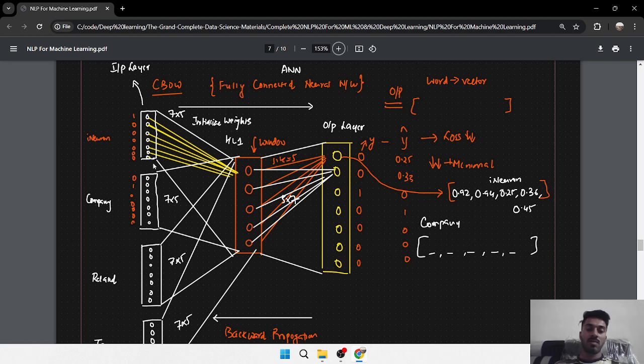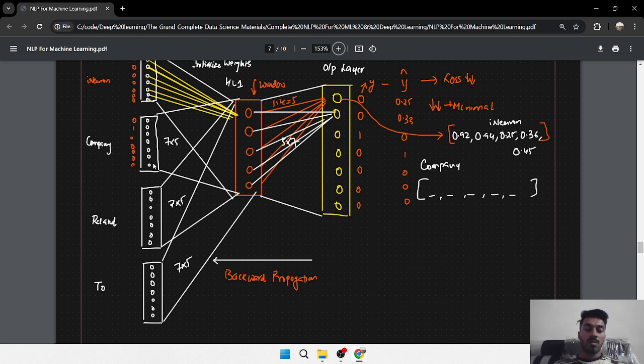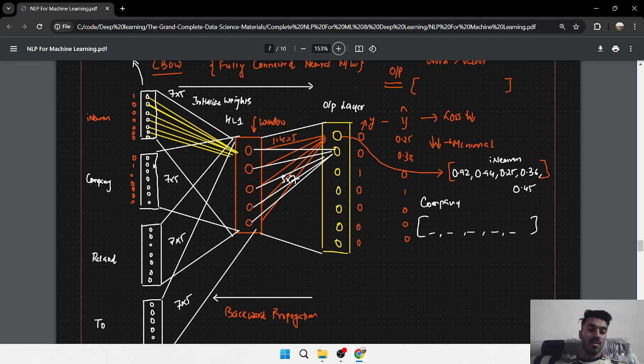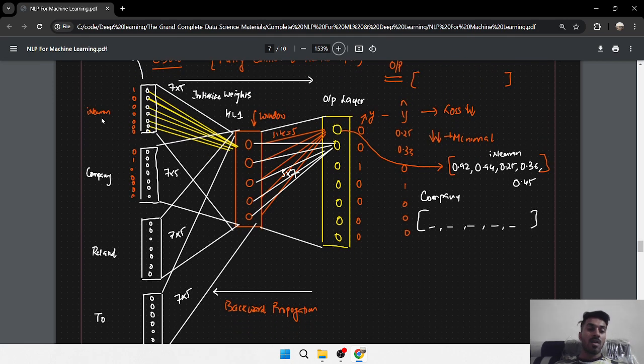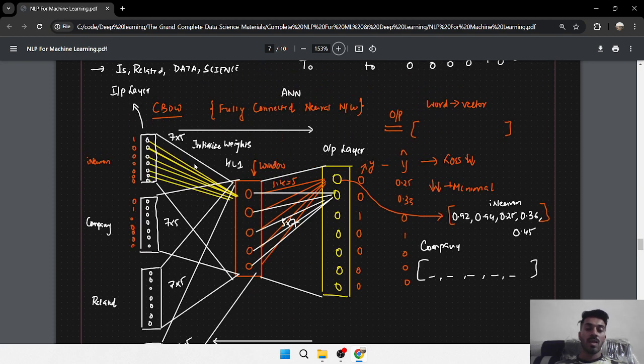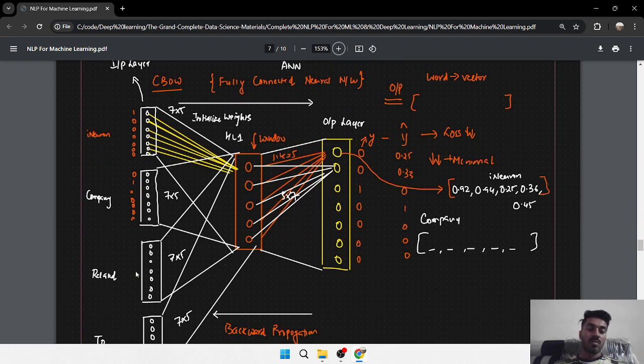If you have a vector that does not fit this dimension, then you have to do some padding, pre padding and post padding, so that your model will not fail. Basically, iNeuron we can write as something like 10000, and company is related to. If we pass this input to our model, with many hidden layers you can apply, the output label looks like this. That's how you have to train this model.